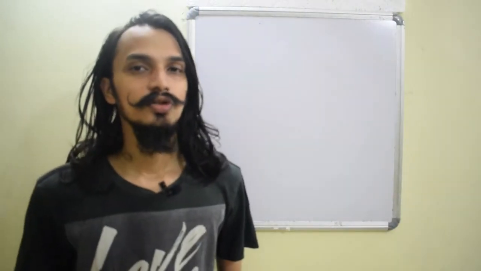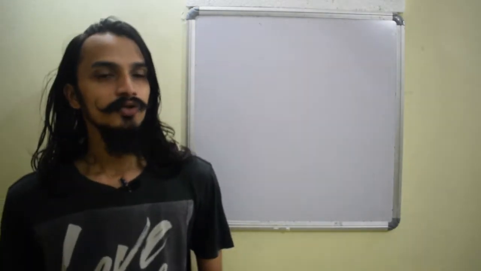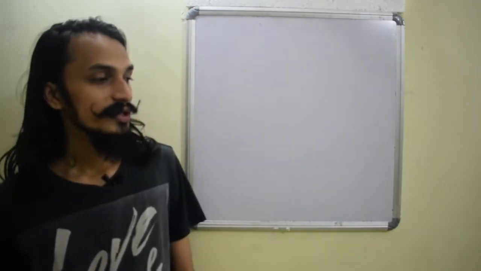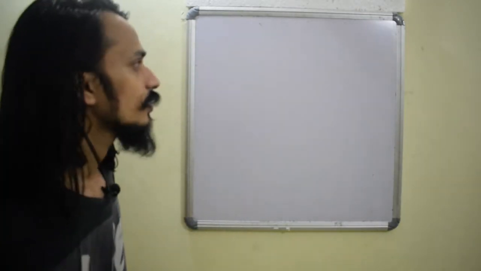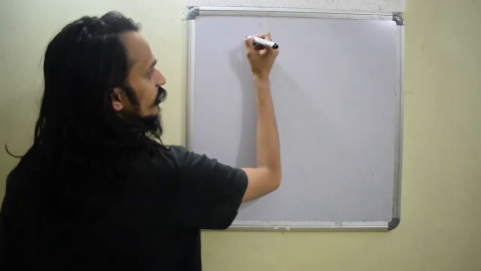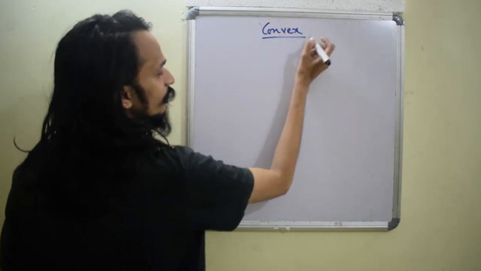Hey guys, so far we have studied concave mirrors. Today we are going to talk about the other type of mirror, and that is the convex mirror. If you remember, I told you the main difference between a concave and convex mirror would be where it has its reflecting side.